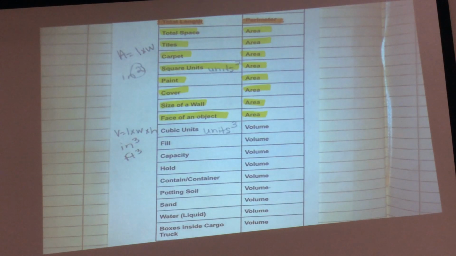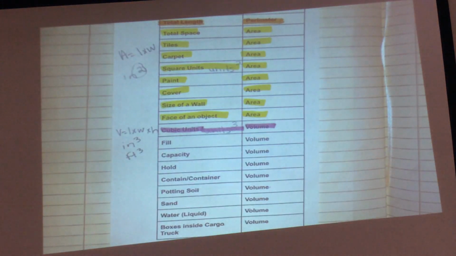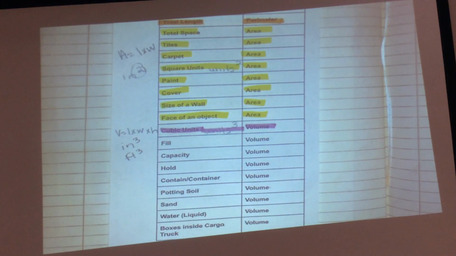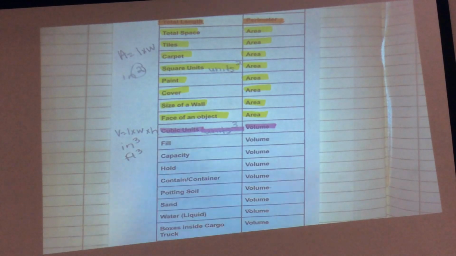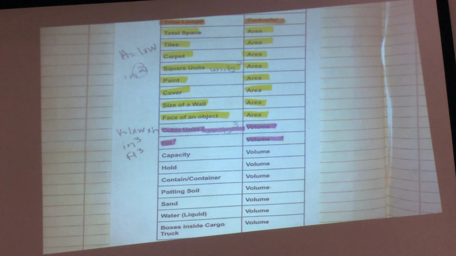Okay, so cubic units, you're working with volume. If you have 3 sides you're multiplying, look at this box: your length, your width, your height. If it has a height, is that 2-dimensional or 3-dimensional? 3-dimensional, so that means you can put stuff inside of it, right? So if you're talking about filling something up, you have a 3-dimensional shape, so you're working with volume. You fill in water.